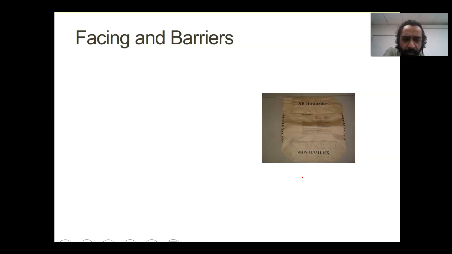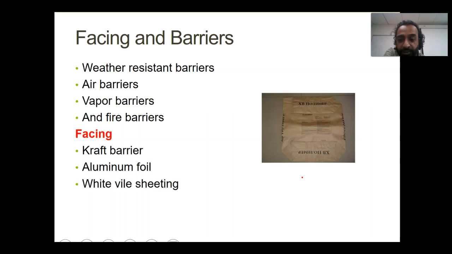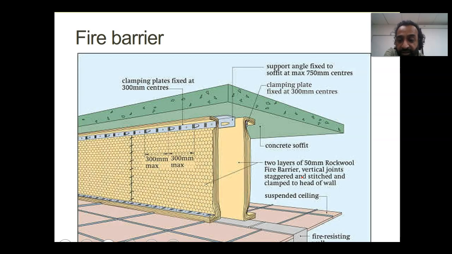Facing and barriers are very important, especially if you're trying to insulate against moisture coming from the outside, especially in basements or attics. Weather resistant barriers have some plastics and paper with wax on them. They protect against vapor, and they're called fire barriers because they eliminate the air and they are treated with fire retardant material. Facings are what you actually wrap your insulation with: kraft paper, aluminum foil, white vinyl sheathing.